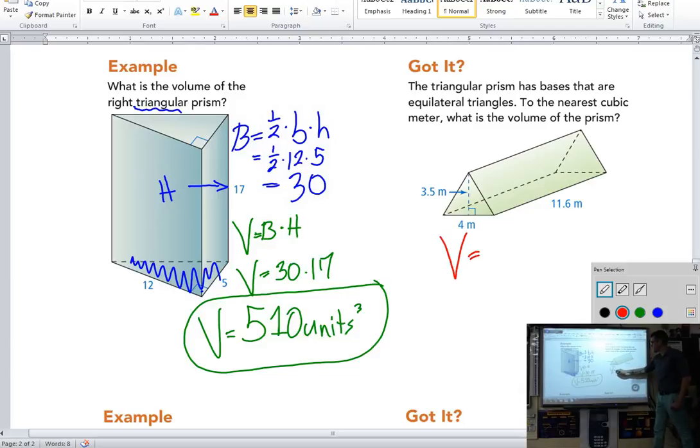If you wanted to write the formula all out together, you could. You do 1/2 little b times little h times big H if you felt like doing it all together.